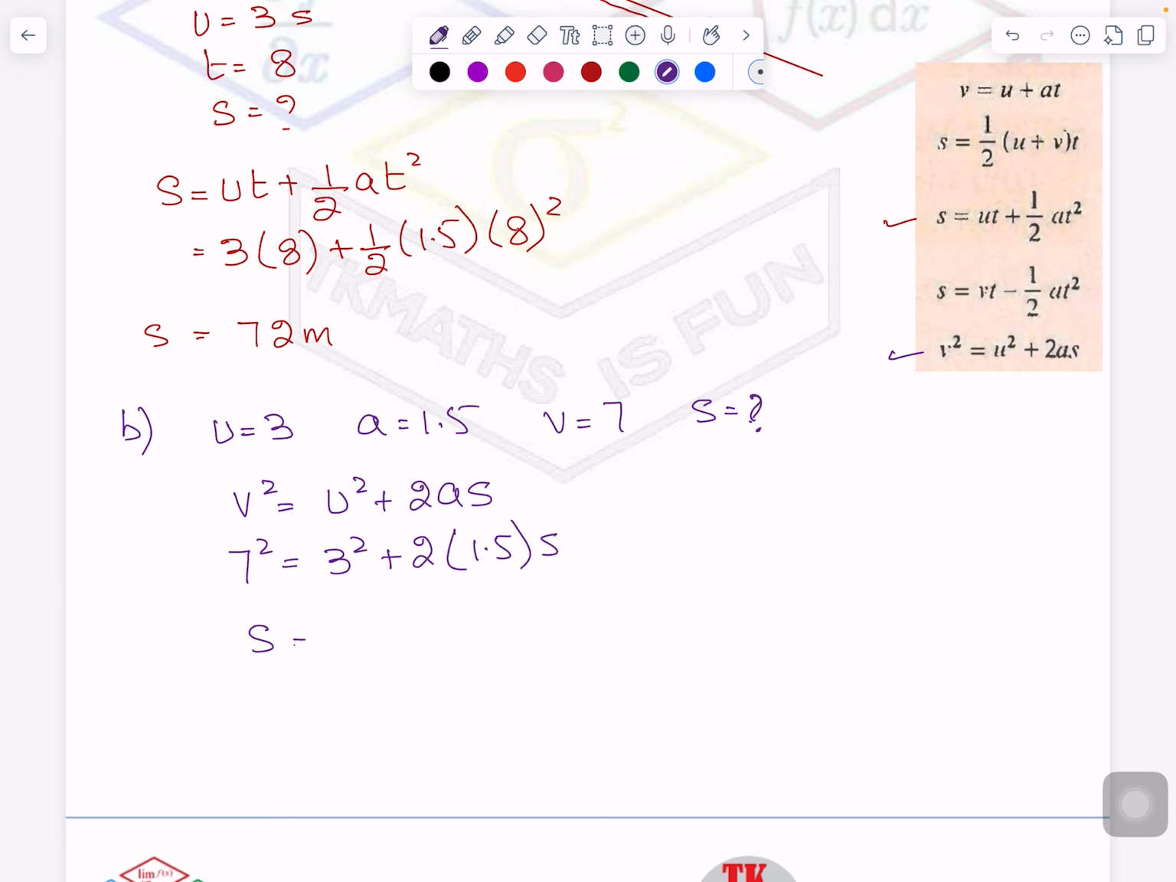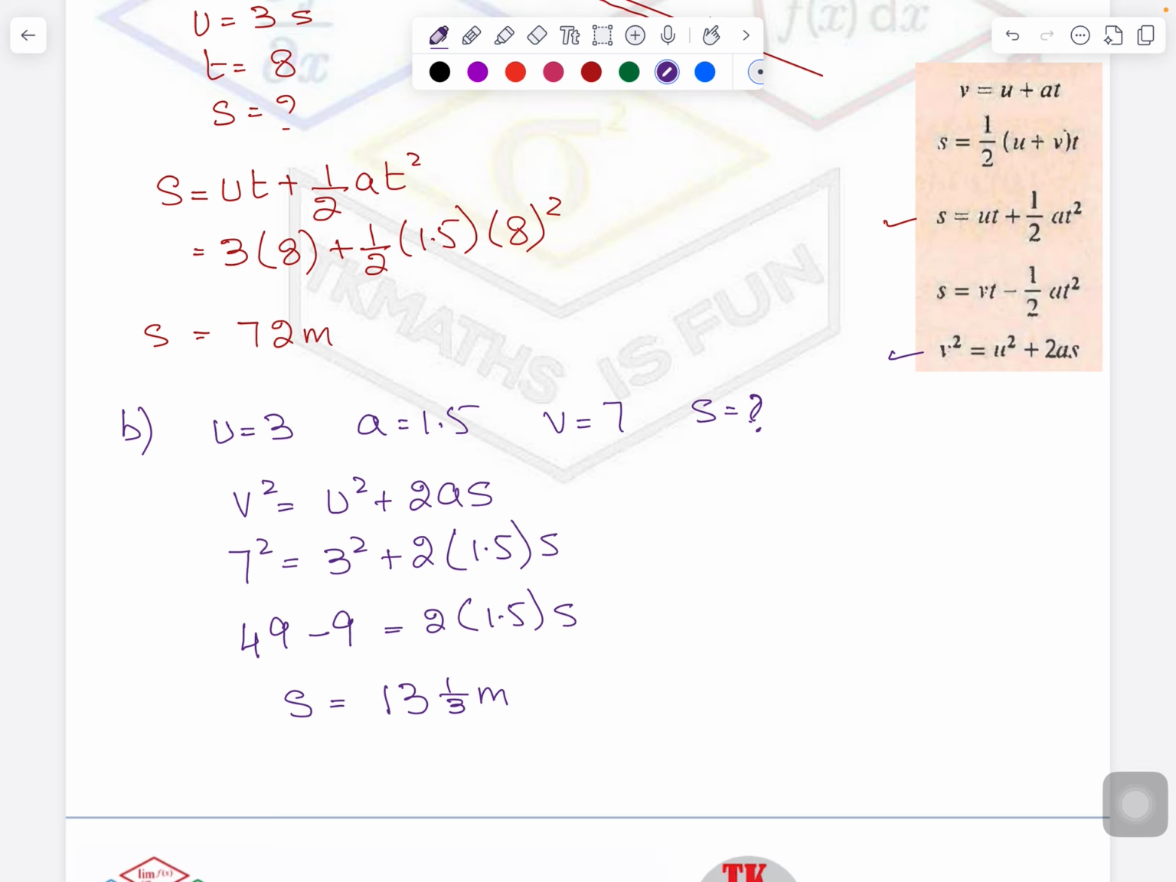Now give me a second. Let me calculate it. Just a minute. If I write here to avoid any confusion, 7 7s are 49, 3 3s are 9. Okay. Now let me use the calculator. So S is equal to 13 1/3 meter, right? So this is my distance covered.